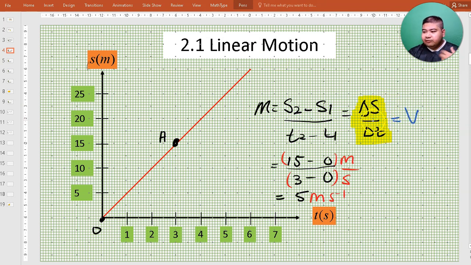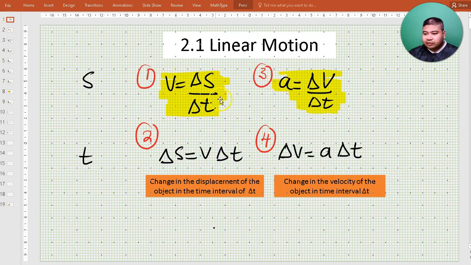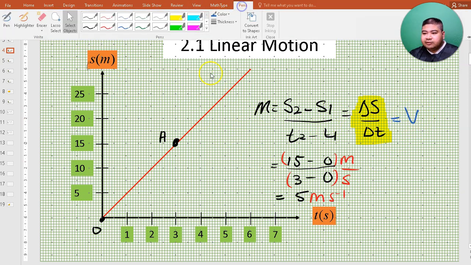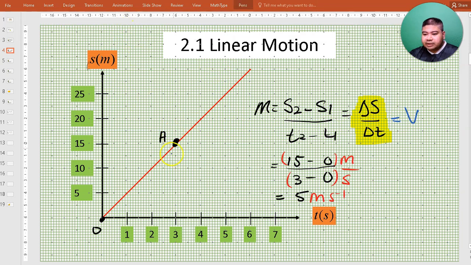So if we go back to the first slide, delta s over delta t is the gradient of the graph ST. So the gradient of the graph S against T is the velocity of the object. So it means that if you choose a different point on the line, let's say this point B, we have the same gradient along the line.